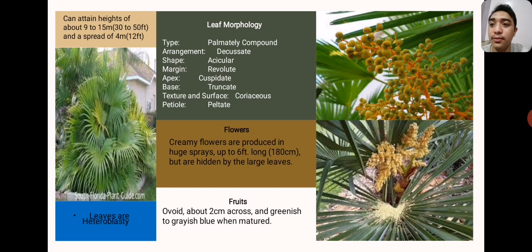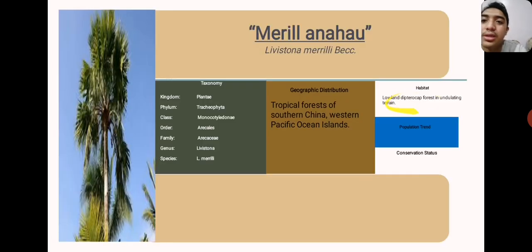Flowers creamy. Flowers are produced in huge sprays up to 6 feet long, 180 centimeters, but are hidden from the large leaf. The fruits are ovoid, about 2 centimeters across and greenish to grayish blue when matured. Leaves are heteroblastic. This is the flower.